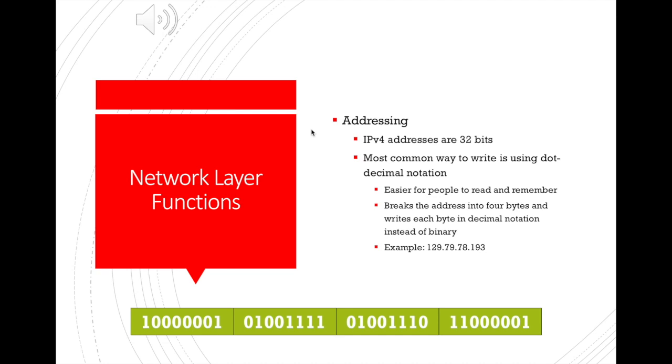Network layer addressing is most commonly displayed as the 32-bit representation of IPv4 addresses. If you look below, you see the binary notation. Those are called octets. There are 4 octets. As you can see, 129.79.78.193 is all represented below.